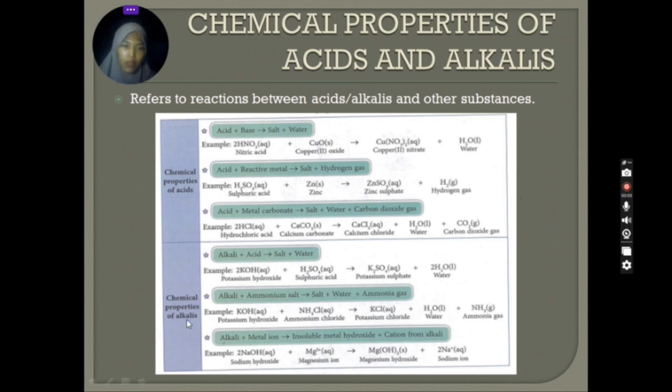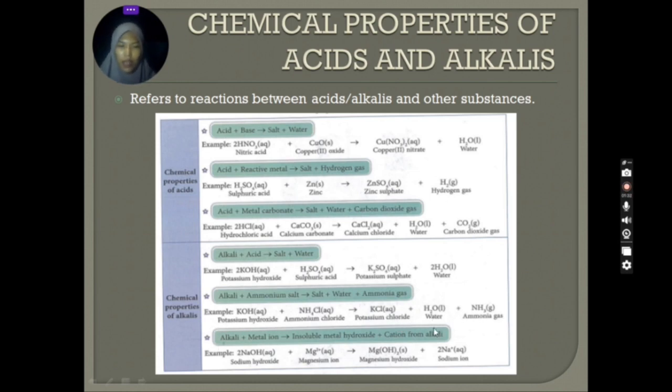Next is chemical properties of alkali. If an alkali reacts with acid, it will produce salt and water. The same goes with the first chemical property of acid. Next we have alkali reacting with ammonium salt and producing salt, water and ammonia gas. This is an example. Potassium hydroxide reacting with ammonium chloride, producing potassium chloride, water and ammonia gas.